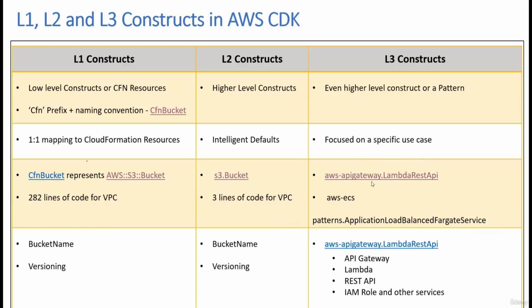Now let's go ahead and do a hands-on. We'll create an S3 bucket using the L1 construct with bucket name and versioning attributes. Then we have already earlier created the L2 construct with bucket name and versioning. And then we're also going to create an L3 construct using the AWS API Gateway Lambda REST API L3 construct.